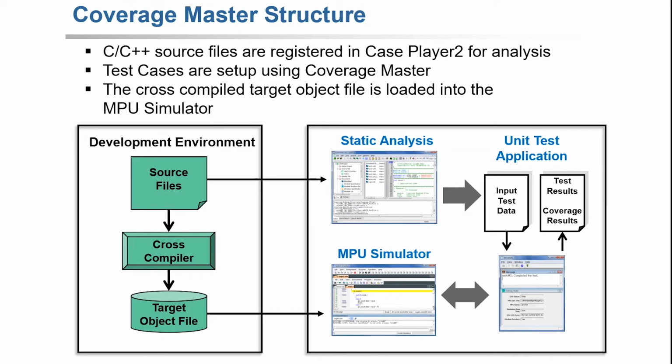Using Coverage Master is simply a matter of registering the source files in the Case Player2 component for analysis, then completing the test data generated by that analysis. The compile-to-object file is then loaded into the simulator for execution during the test, and the results are output along with the coverage report.